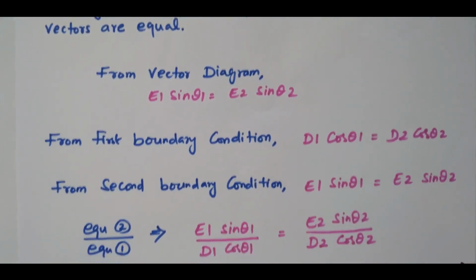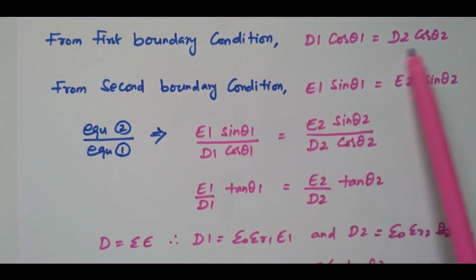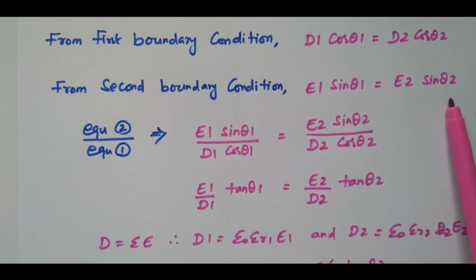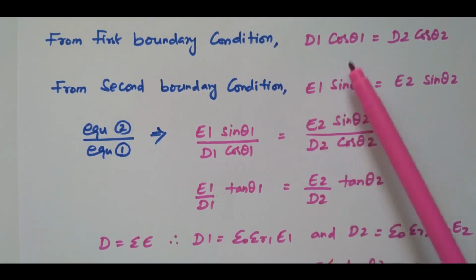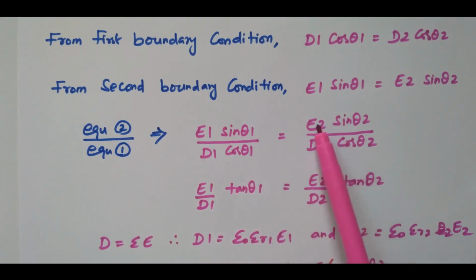Similarly, we got from the first boundary condition also: D1 cos theta 1 equal to D2 cos theta 2. The second boundary condition gives E1 sin theta 1 equal to E2 sin theta 2. This one is displacement density, this one is electric field intensity, right? Dividing equation 2 by 1, we get E1 sin theta 1 divided by D1 cos theta 1 equal to E2 sin theta 2 divided by D2 cos theta 2, right? So E1 divided by D1, sin theta 1 by cos theta 1 is tan theta 1, and sin theta 2 by cos theta 2 equals tan theta 2.